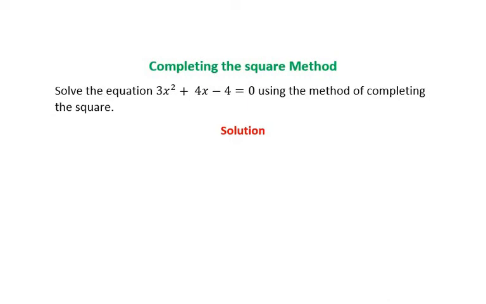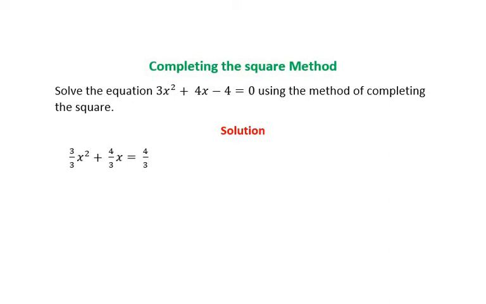So let us go directly to the question. Solve the equation 3x squared plus 4x minus 4 equals 0 using the method of completing the square. The first thing we need to do is make sure that the coefficient of x squared is 1. So we have to divide both sides by 3 and take the negative 4 across to the other side, which means on the right hand side it will be positive 4. As you can see, we divide both sides by 3 so that we get the coefficient of x squared to be 1.